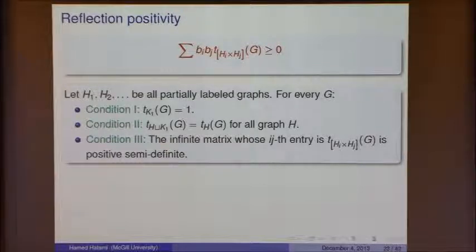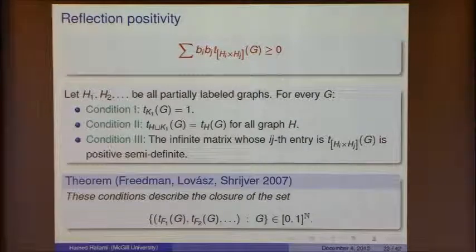this infinite matrix, whose ij-th entry is this, is positive semi-definite. This is the definition of positive semi-definiteness for this matrix, whose entries are these. So for every graph G, I have this positive semi-definite matrix. And it turns out this result of Freedman, Lovász, and Schrijver that I mentioned earlier is that these three conditions suffice to characterize the relation between all these subgraph densities.